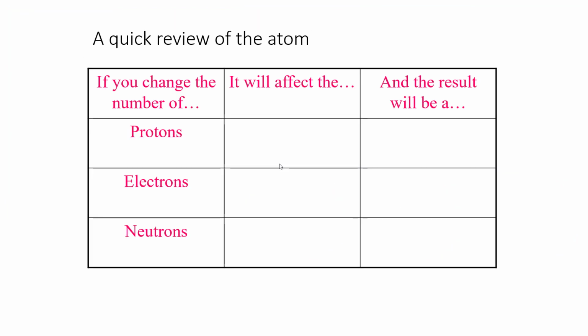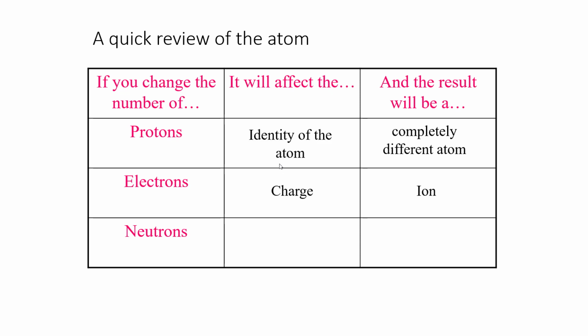So just a quick review. Changing the number of protons changes the identity of the atom. The element with 1 proton is hydrogen, the element with 2 protons, helium, so on and so forth. So the result is a completely different atom. If we change the number of electrons, it just affects the charge. If you have 1 extra electron, you have a -1 charge. If you have 2 extra electrons, you have a -2 charge, so on and so forth. We call those ions. If we change the number of neutrons, you just change the mass, and atoms of the same element that contain different numbers of neutrons, as we said, are called isotopes.